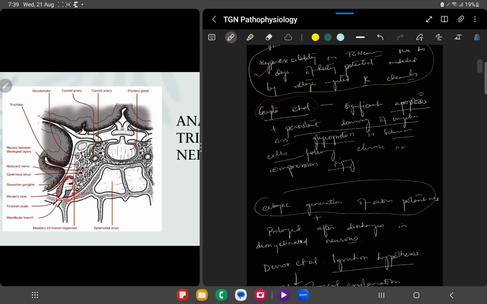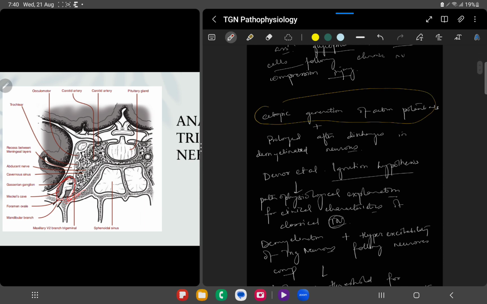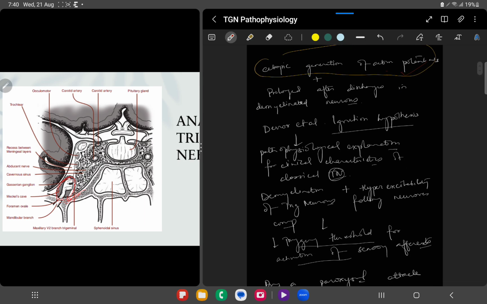Now Gupta et al., in their study, found significant apoptosis as well as persistent downregulation of the myelin associated glycoprotein in the Schwann cells following chronic nerve compression. So when there was chronic nerve compression injury, there was apoptosis as well as persistent downregulation of the myelin associated glycoprotein in the Schwann cells. There was ectopic generation of action potentials, with prolonged after discharges in the demyelinated neurons.